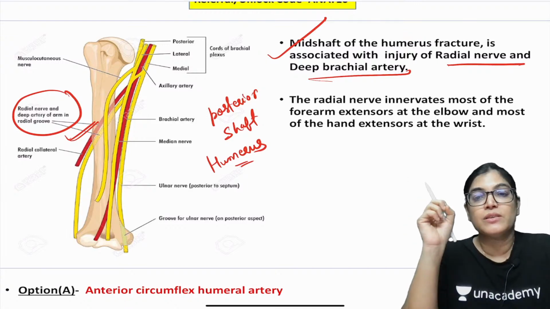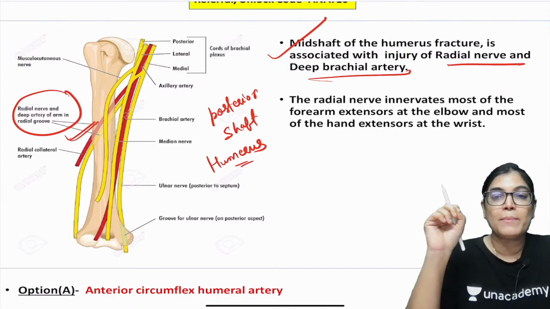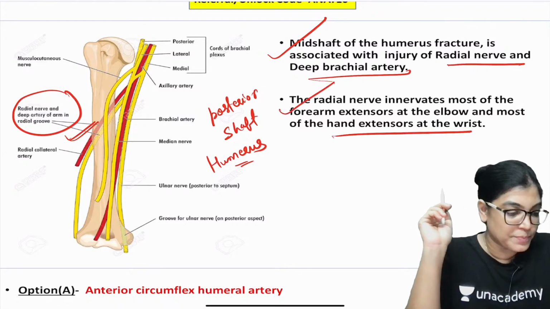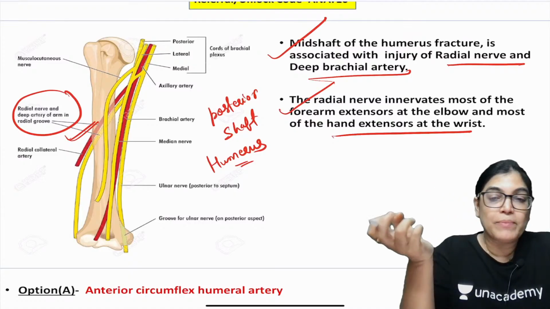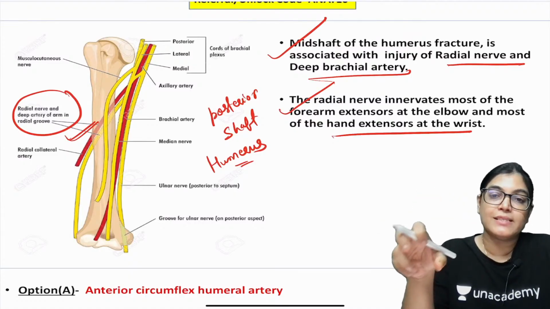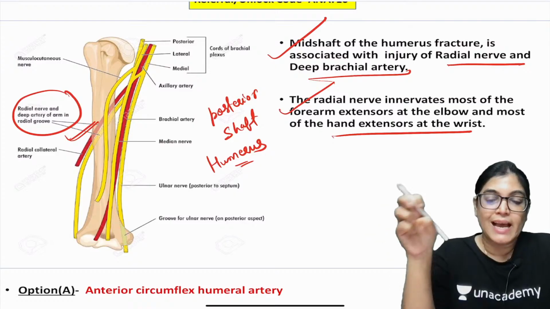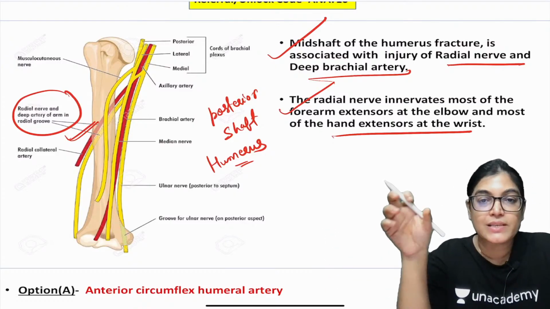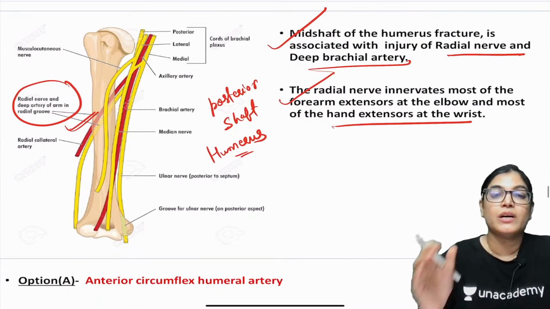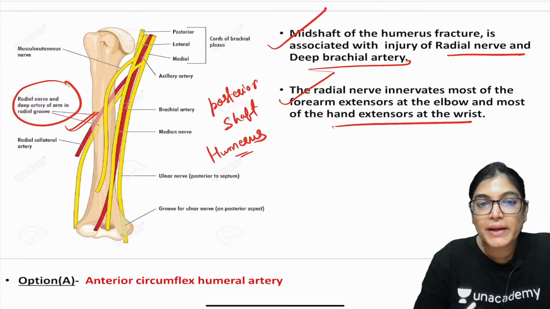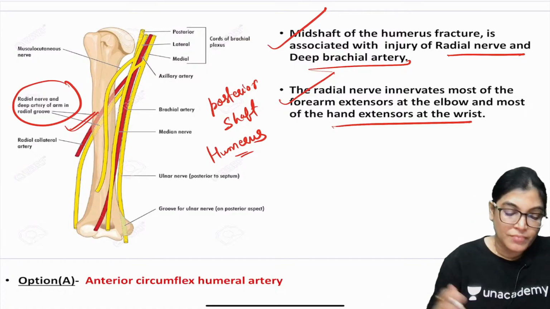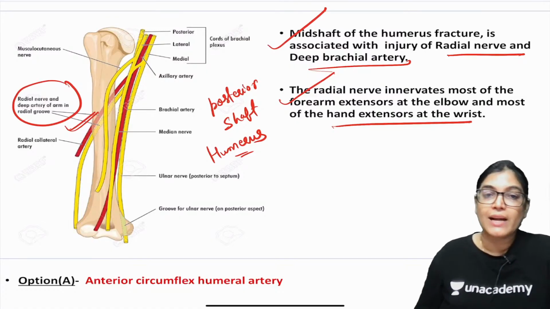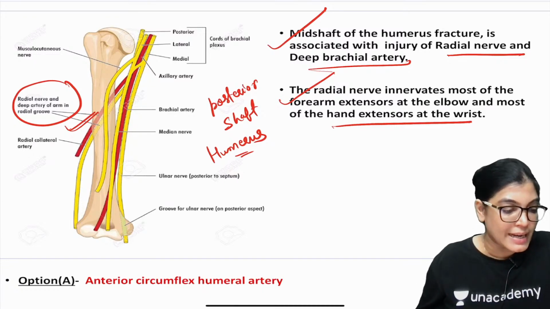The radial nerve innervates most of the forearm extensors at the elbow and most of the hand extensors at the wrist. So the clinical presentation involved in this case was loss of wrist extension, which means the radial nerve is injured. When the radial nerve is injured, the artery lying close to it will be injured, and we know that the artery lying close to the radial nerve is the profunda brachii artery. So profunda brachii artery is the correct answer.